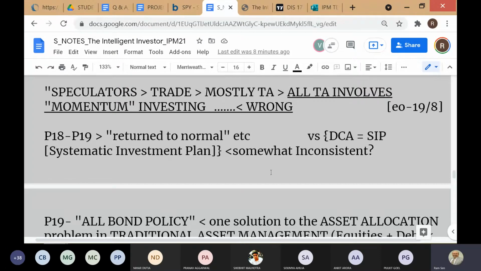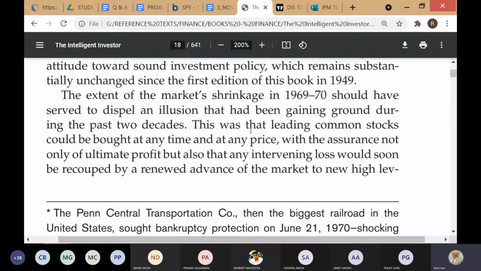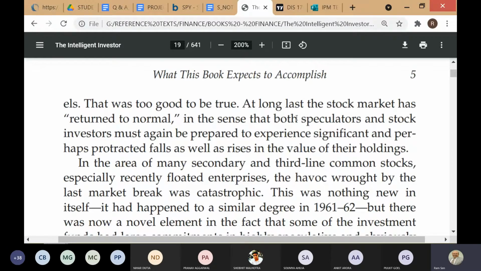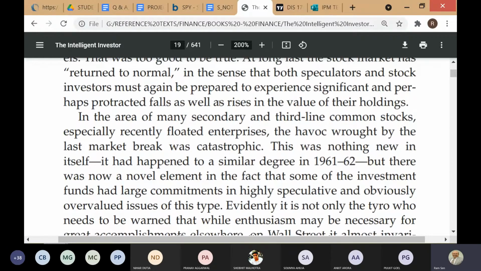So the comment I've made here is on pages 18 to 19. What is he actually saying? He's saying that the decline in the market in '69-'70 is basically puncturing this hypothesis that you can buy blue chip stocks at any point in time. Then he goes on that it was too good to be true, and the stock market has returned to normal, and both speculators and investors will be prepared for significant and protracted falls, as well as rises in the value of their holdings.